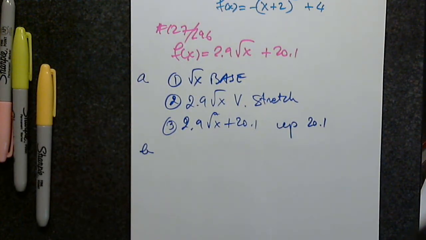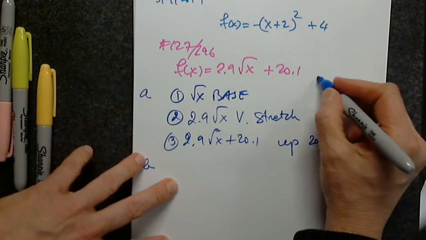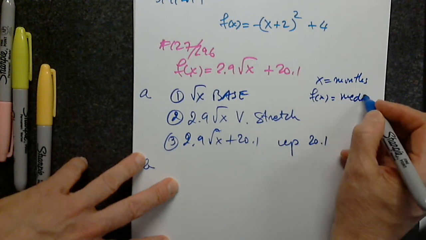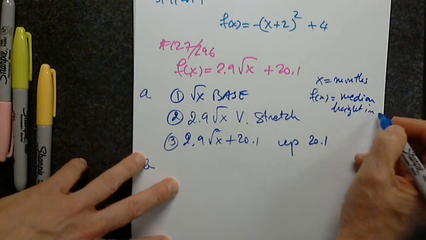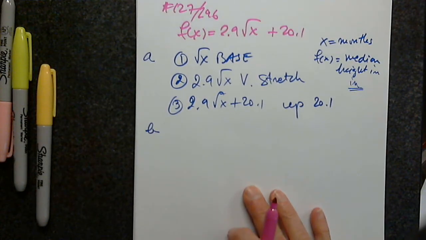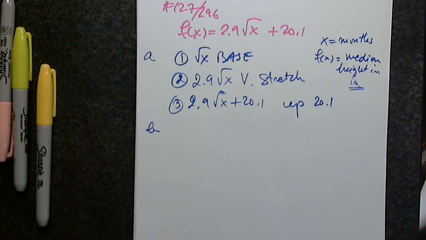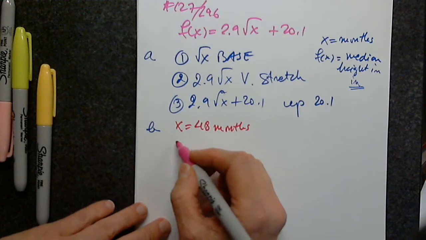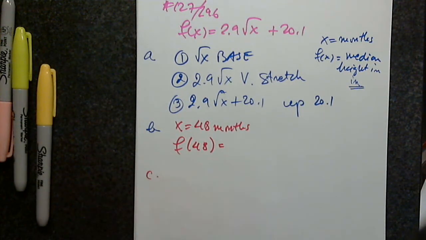In part B, so this was part A, according to the model, what is the median height? So f of x is the median height. I should write that. So x is months, and f of x is median height in inches. That are 48 months old. So how do I determine the median height when x is 48? Exactly. We'll plug it in. In part C, well, let's do it now. Let's not wait.